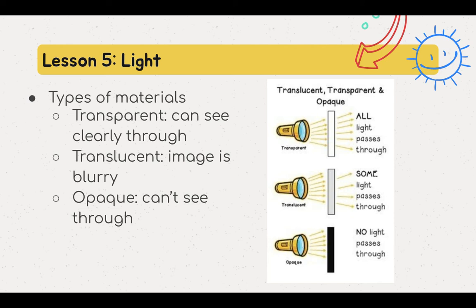And then opaque, you can't see through. No light passes through. An example for this is us. We're opaque. You can't see through me. I can't see through you, right? Another example is just any object that cannot be seen through. So a notebook, a dog, an apple, all of those things are opaque. Okay.